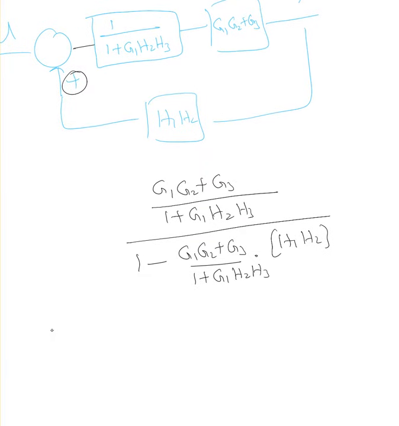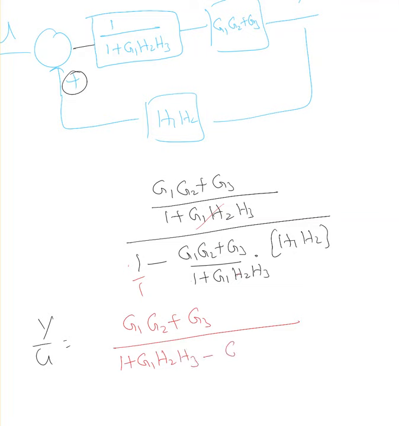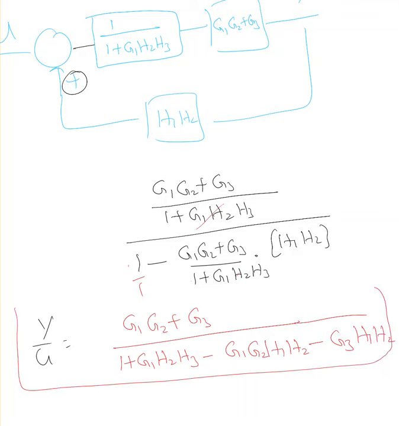If I simplify this, y over u equals, use red, so I have to do the LCM. So this denominator is going to come over here, and then I can cancel these two. So it's going to be Z1 Z2 plus Z3 over 1 plus Z1 H2 H3 minus Z1 Z2 H1 H2 minus Z3 H1 H2. Okay, that is our total transfer function.